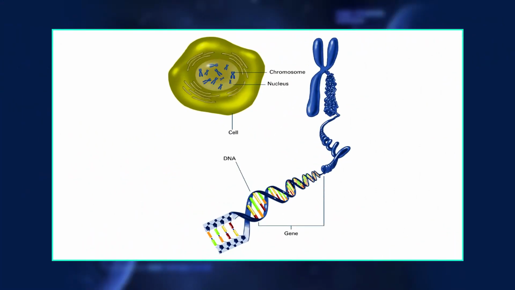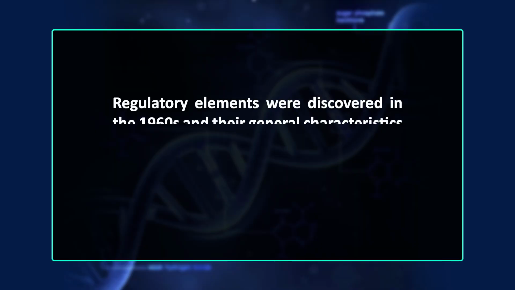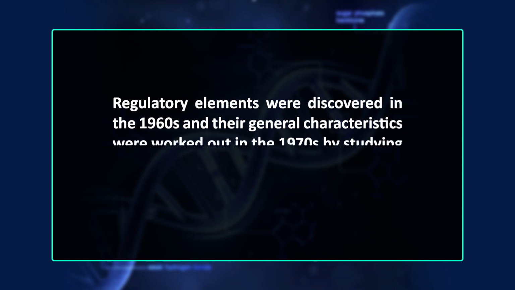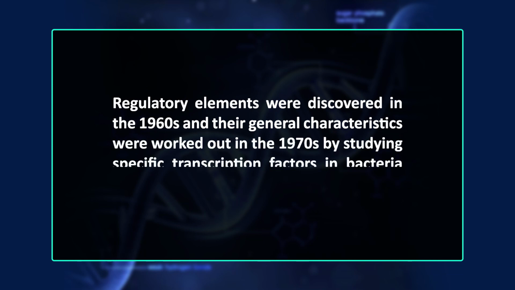Regulatory elements are sites that control the transcription of a nearby gene. They are almost always sequences where transcription factors bind to DNA, and these transcription factors can either activate transcription or repress transcription. Regulatory elements were discovered in the 1960s and their general characteristics were worked out in the 1970s by studying specific transcription factors in bacteria and bacteriophage.